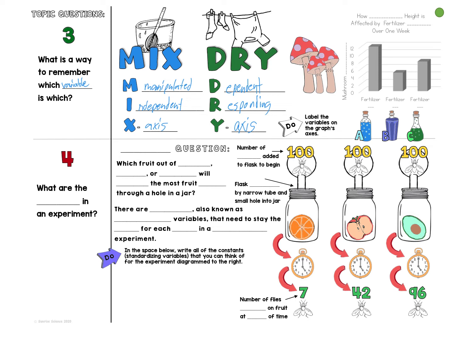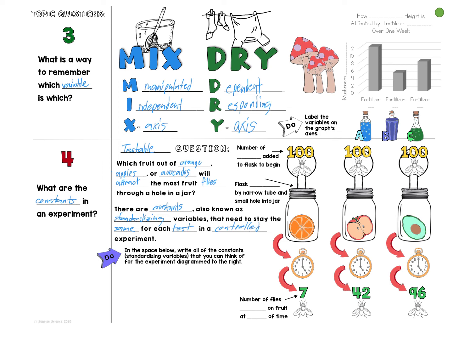Next, let's look at the constants in an experiment. Let's look at a testable question. For example, which fruit out of oranges, apples, or avocados will attract the most fruit flies through a hole in a jar? So there are constants, which are also known as standardizing variables, that need to stay the same for each test in a controlled experiment.